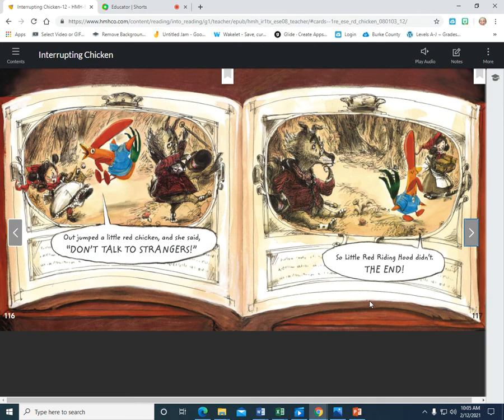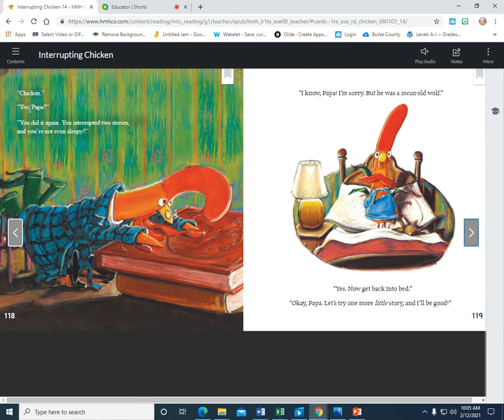What just happened? Did that little red chicken jump and interrupt again, didn't she? Chicken, yes, Papa, you did it again. You interrupted two stories, and you're not even sleepy. I know, Papa. I'm sorry, but he was a mean old wolf. Yes, now get back into bed. Okay, Papa. Let's try one more little story and I'll be good.